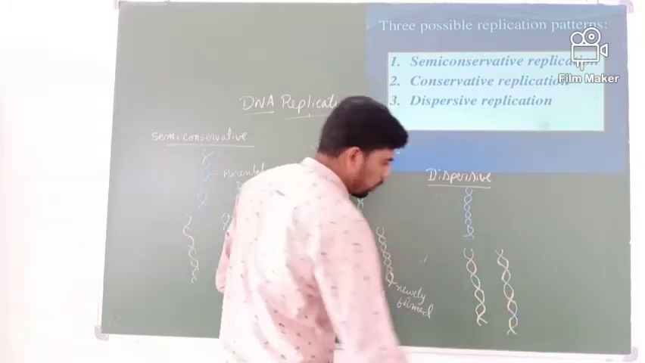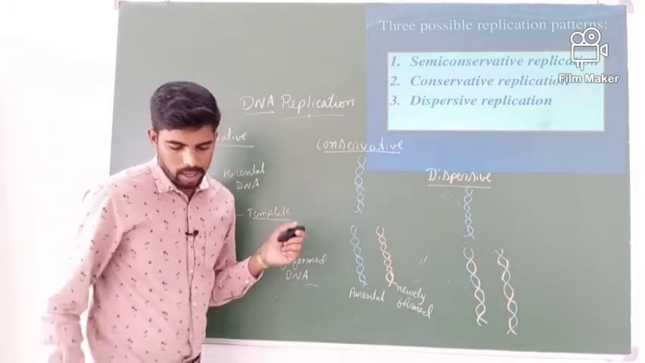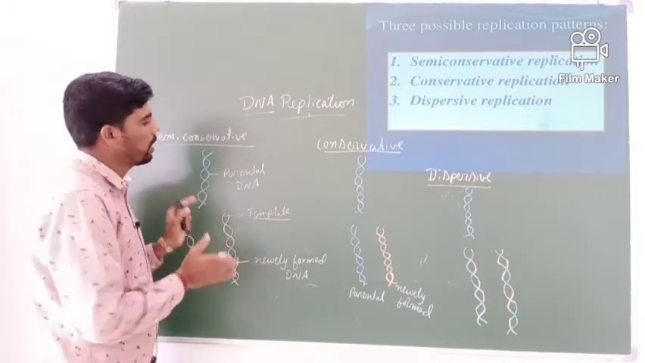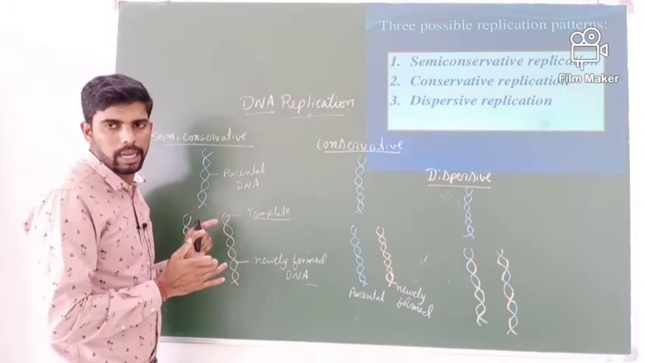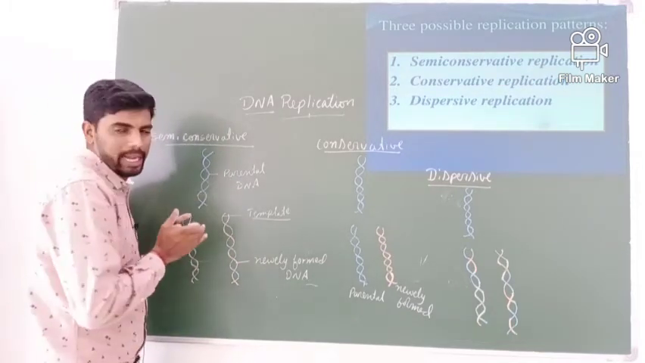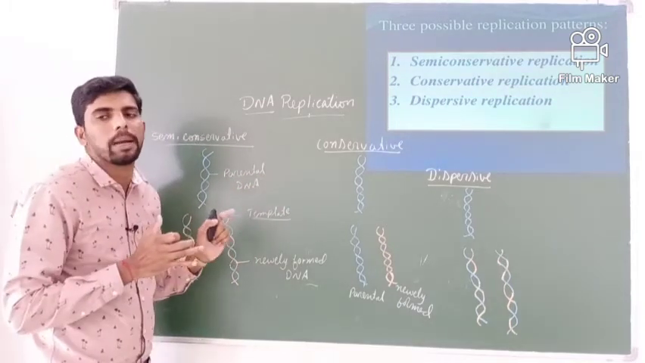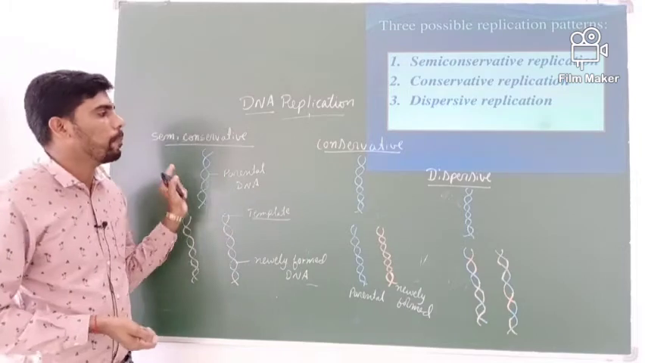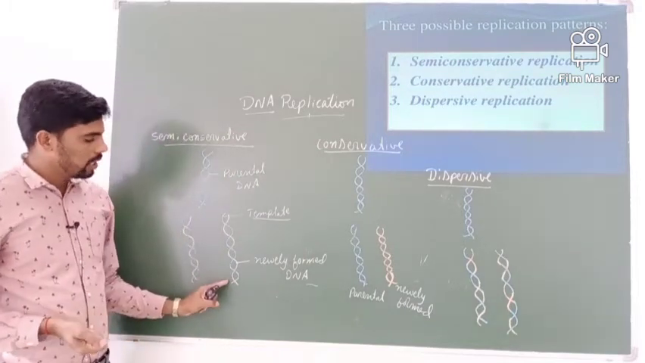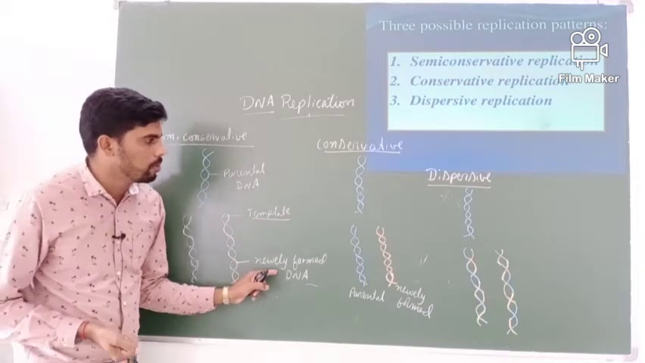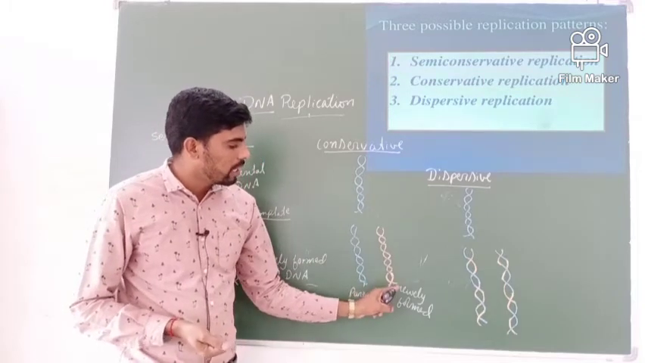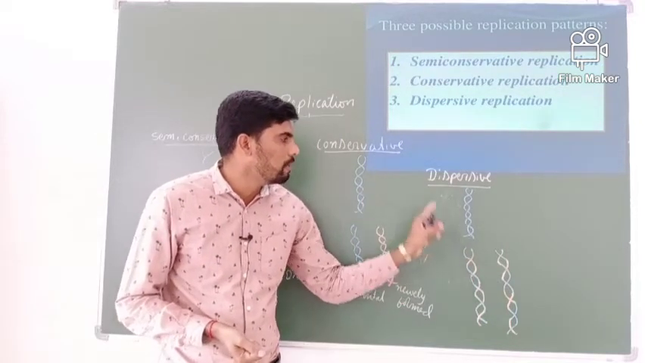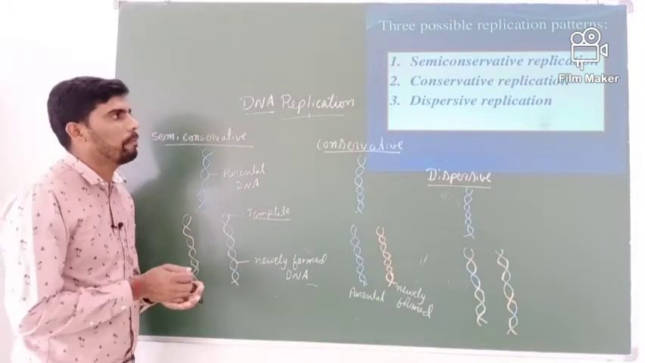These are only hypotheses. Many scientists thought that DNA would replicate in three ways: semi-conservative, conservative, or dispersive. Out of the three, DNA replicates in only one way. Semi-conservative means in each DNA one strand is parental and one strand is newly formed. Conservative means one DNA is completely parental and one DNA is completely newly formed. In dispersive, in each DNA small patches are older and small patches are newly synthesized. These are the three hypotheses of DNA replication.